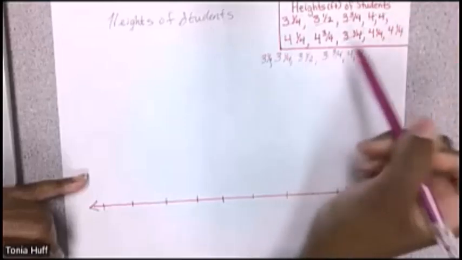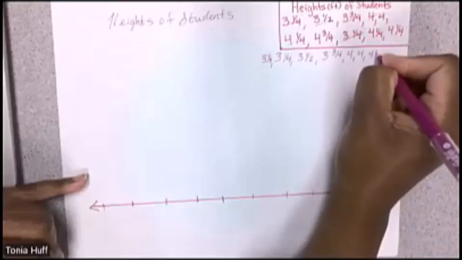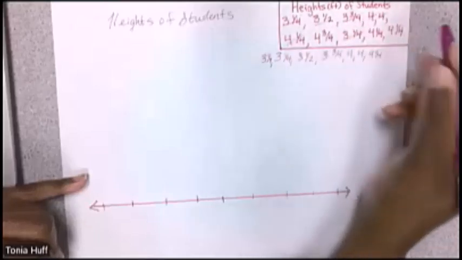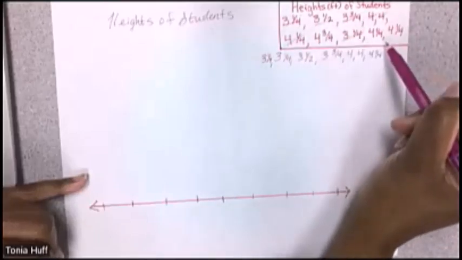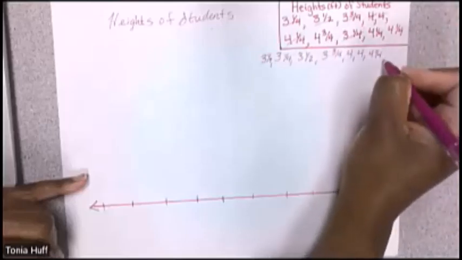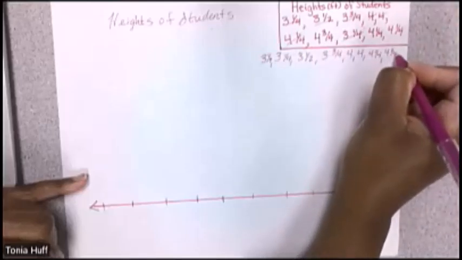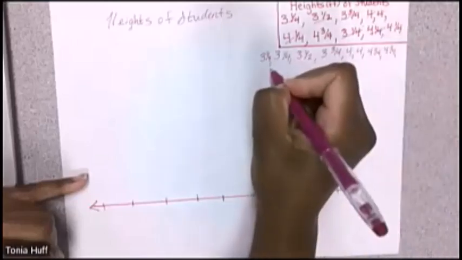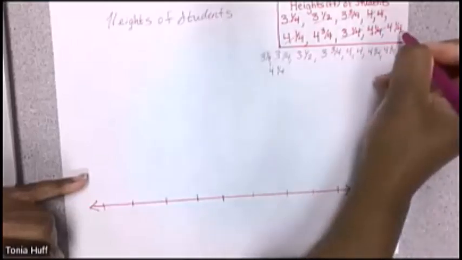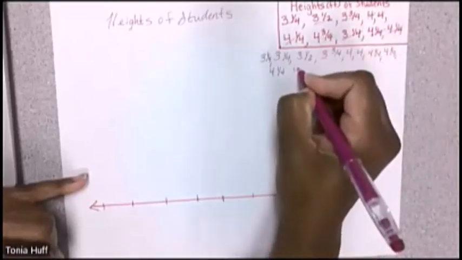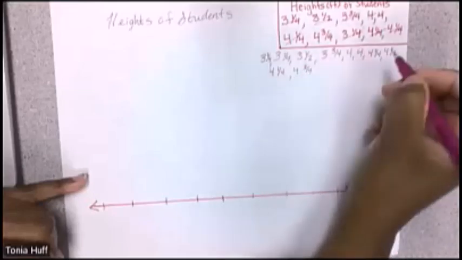Then I have a 4 1/4. And I know that is less than 4 3/4. And then I have another 4 1/4. And then I have another 4 1/4. And lastly, I have a 4 3/4.